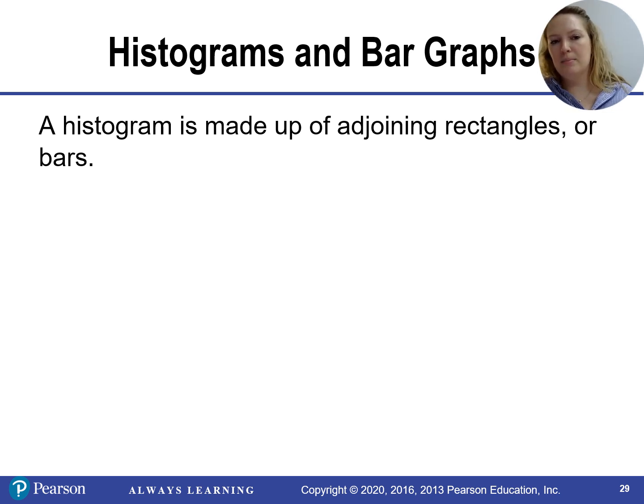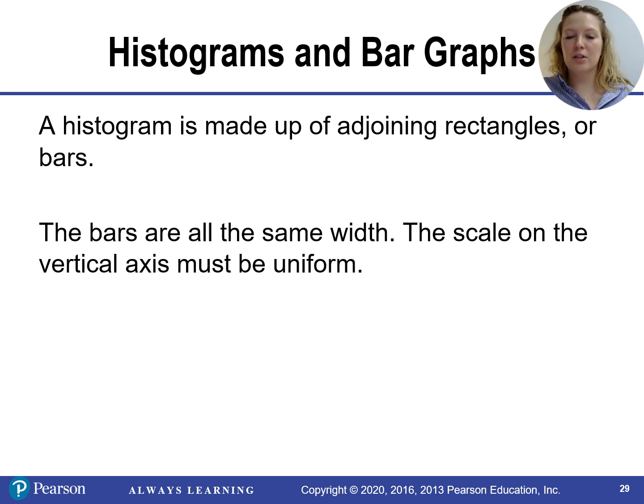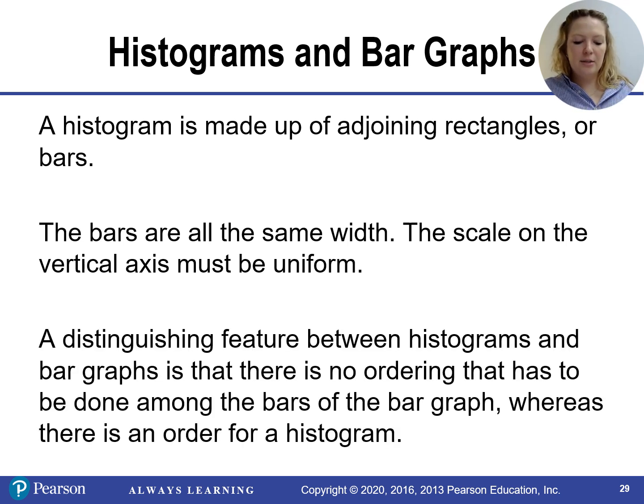So histograms and bar graphs are other types of charts that are representative of our data. A histogram is made up of adjoining rectangles or bars. All the bars are the same width, and the scale on the vertical axis must be uniform. So it's actually pretty simple to transform a chart that tallies our data into a histogram with those equal sized intervals. A distinguishing feature between histograms and bar graphs is that on a bar graph, there's no specific order that needs to be taken, but there is order in a histogram.